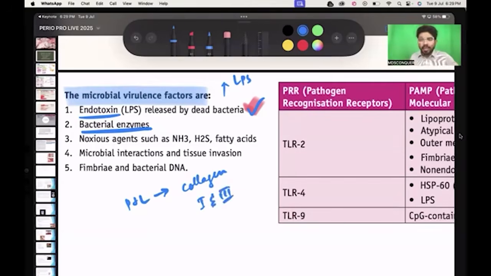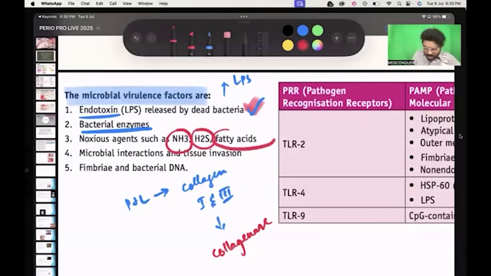So what enzyme is required to break this collagen? The enzyme required to break collagen is collagenase. There are bacteria which release this enzyme and lyse the PDL. That is about the bacterial enzymes. Next, there are a few bacteria which release ammonia, H2S, and fatty acids. They can also act as virulence factors.